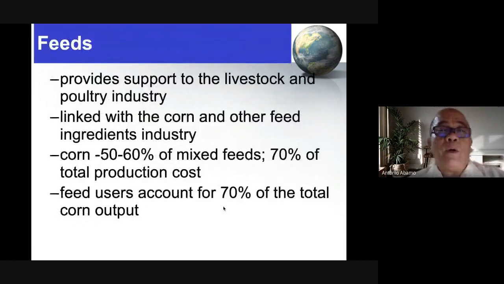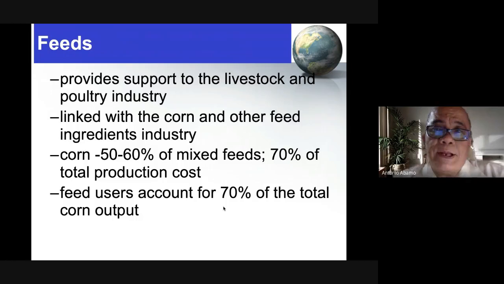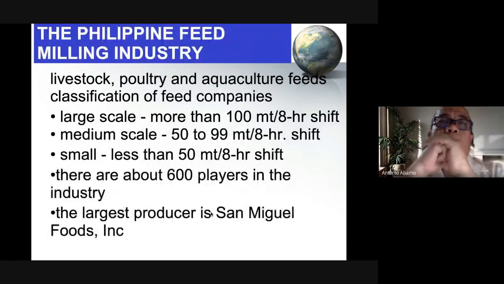Okay, now the feed milling industry. This also again supports the livestock industry and also supports other livestock industry operations. Now, let's go to the feed milling industry. What is happening with the feed milling industry? You have the livestock, poultry, and aquaculture feeds, which is also the feed milling industry.